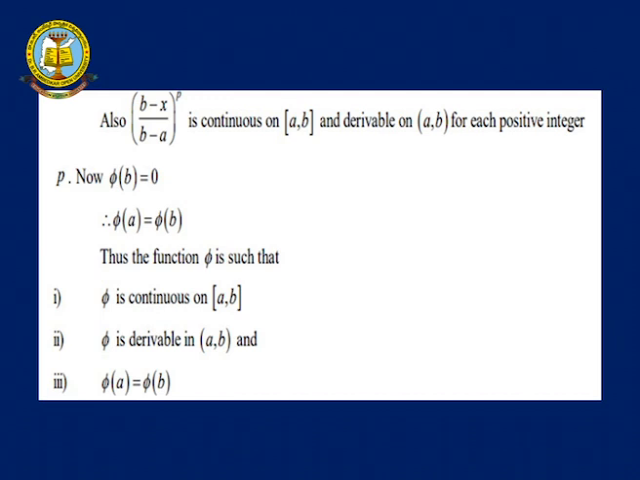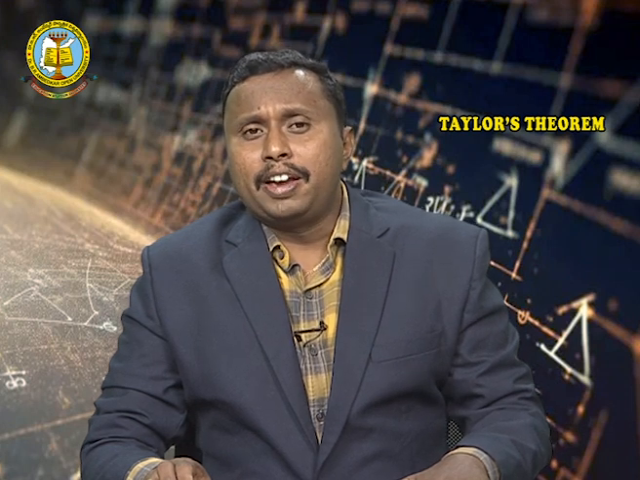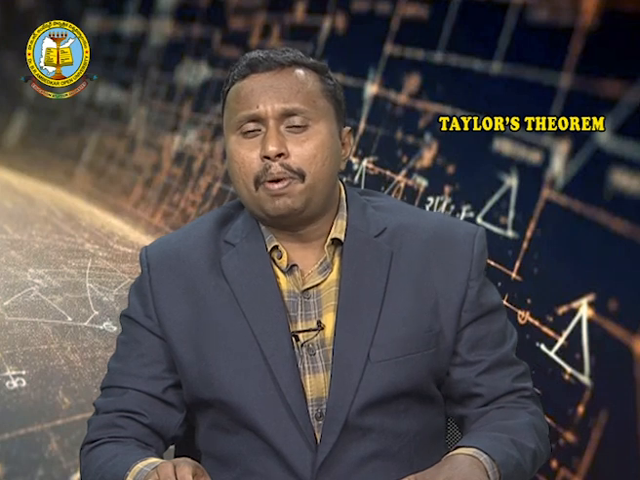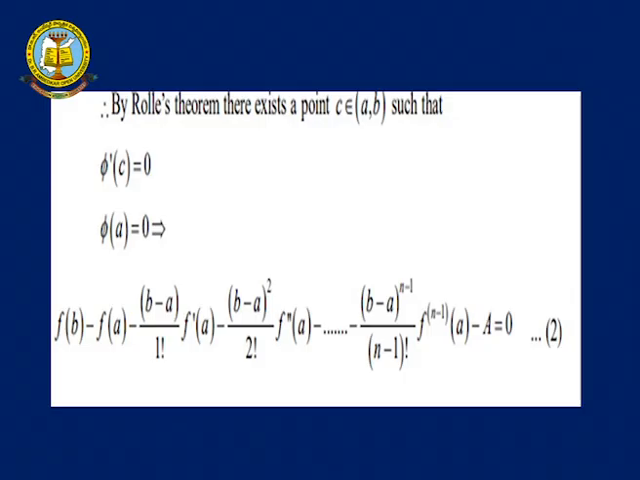So from these three conditions, phi is continuous on the closed interval [a, b], phi is derivable on the open interval (a, b), and phi of a equals phi of b. And we know from previous studies Rolle's theorem. What is Rolle's theorem? If phi is continuous on the closed interval [a, b], derivable on the open interval (a, b), and phi of a equals phi of b, then there exists an element c belonging to the open interval (a, b) such that phi dash of c equals 0.